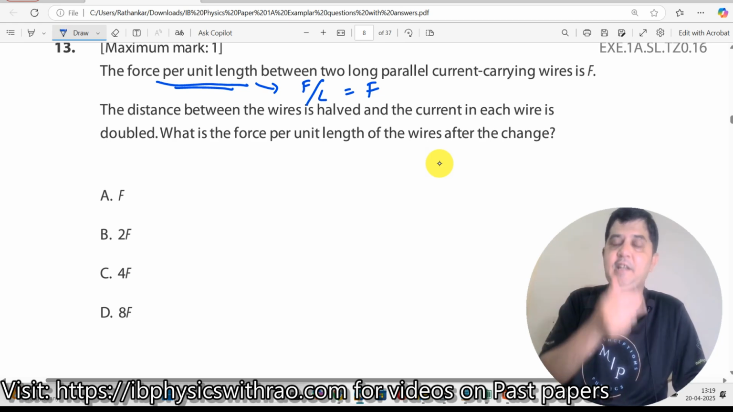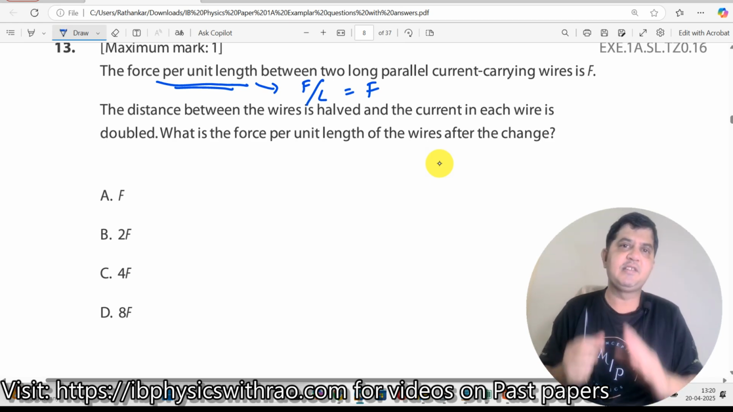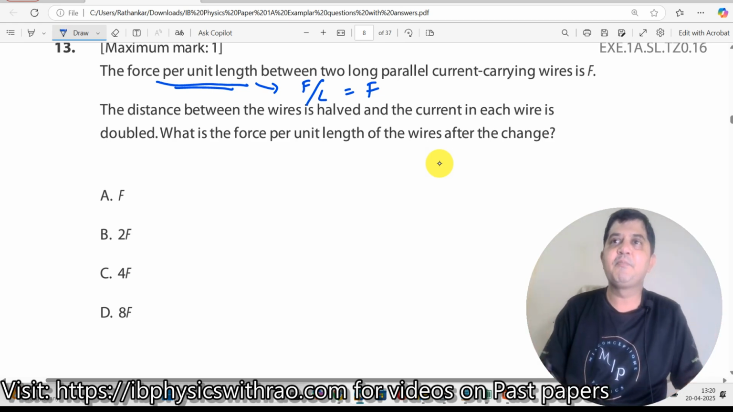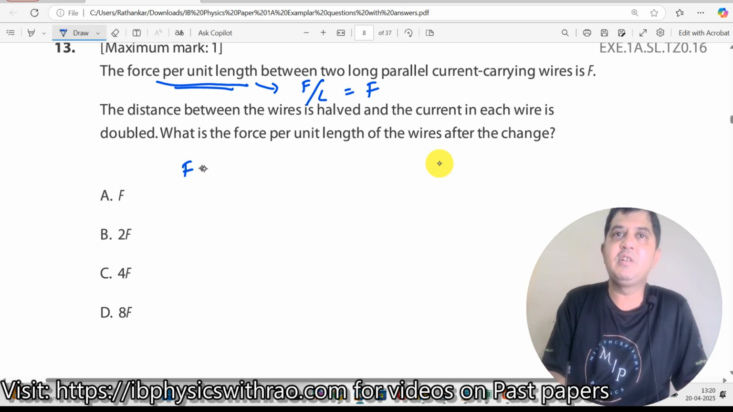You can look into my website, where I have done some problems based on comparison. So what is a comparison problem? You discuss the same question for two different scenarios, divide one by the other, and get the answer. Now towards it, we know F is equal to I L B, and we know the magnetic field.